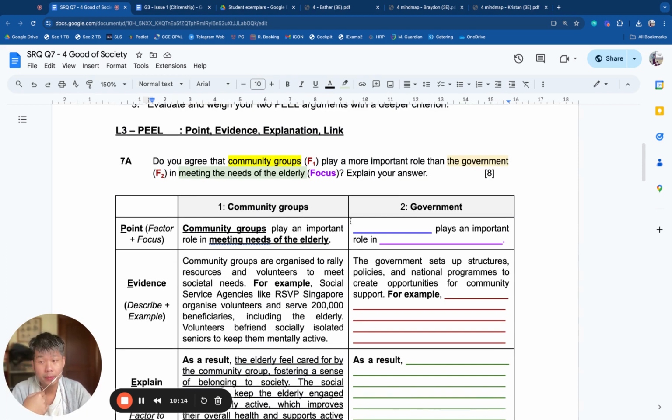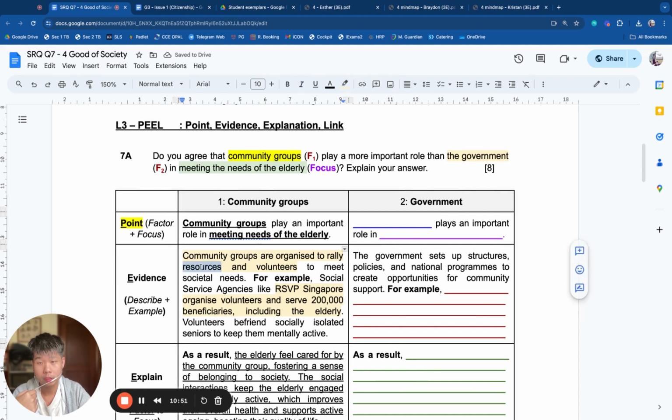Let's go back to 7A. This is a very familiar form of the question we have. So we have factor 1, community groups. Community groups have an important role to play in meeting the needs of the elderly. Recall that for this question it is community groups, government, and meeting the needs of the elderly. So community groups are organized to rally resources and volunteers. You should be highlighting as I go through this essay. For example, social services like RSVP Singapore, they serve 200,000 beneficiaries, including the elderly. So here I give description and example.